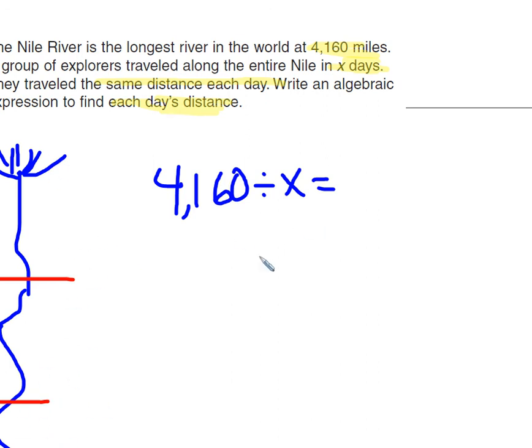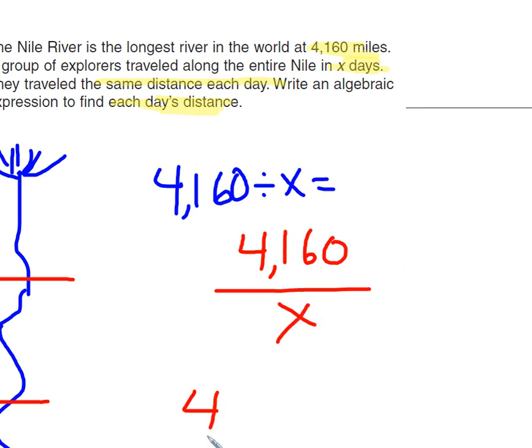So another way we could write it: 4,160 divided by x, or we could write 4,160 over x. That kind of looks sloppy. Sorry about that.